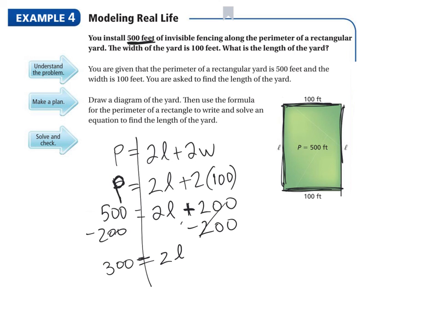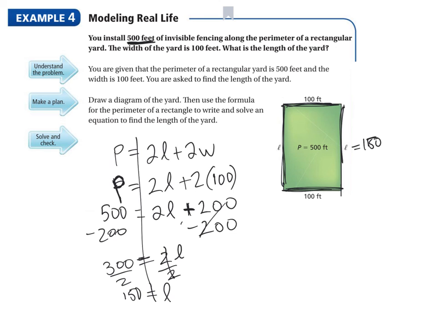Okay, so we now need to get rid of this 2. So this is multiply, so what is the difference of times? L times 2 would be divided by 2. And 2 over 2 is 1, right? And we want 1L. We want to know what 1L equals. 1L equals 150 because 300 divided by 2. So these L's equal 150.